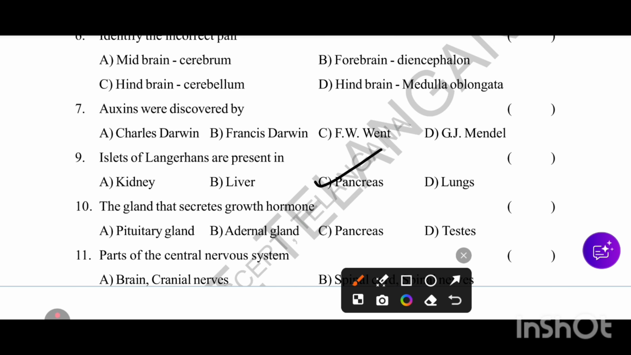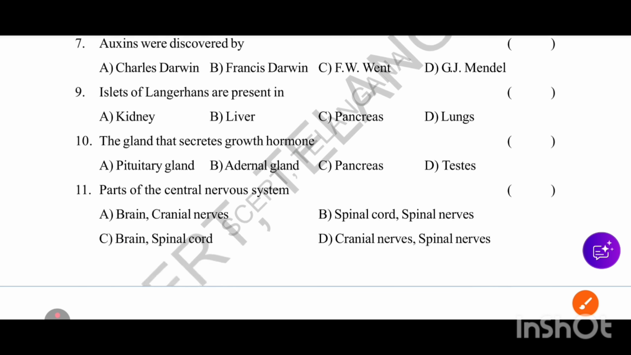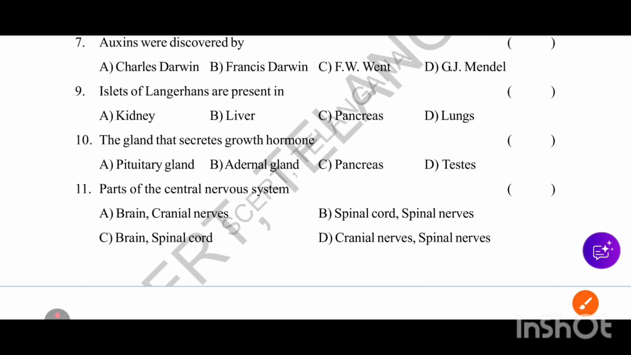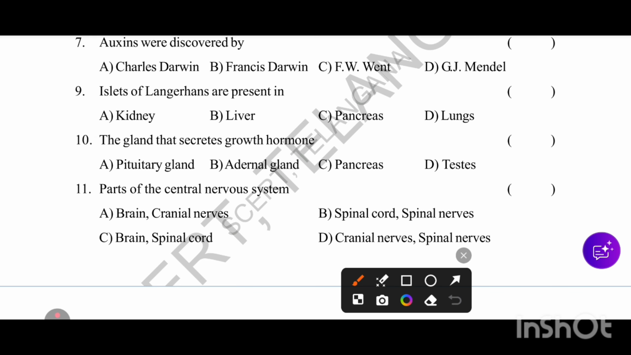Next, the 10th question. The gland that secretes growth hormone is not the adrenal gland, not the pancreas, and not the testis, because the testis secretes testosterone. Pancreas secretes insulin and glucagon. Adrenal gland secretes adrenaline and cortisol. The pituitary gland secretes growth hormone. For the 10th one, the right option is A.